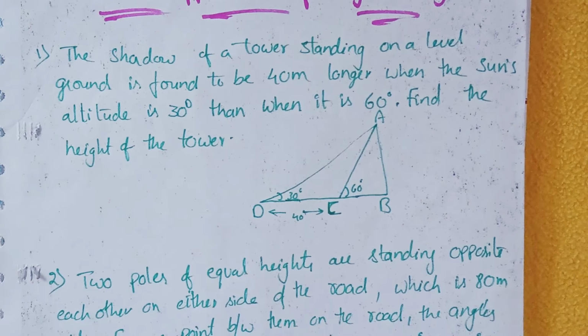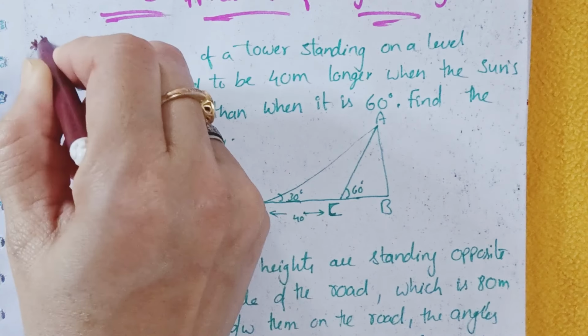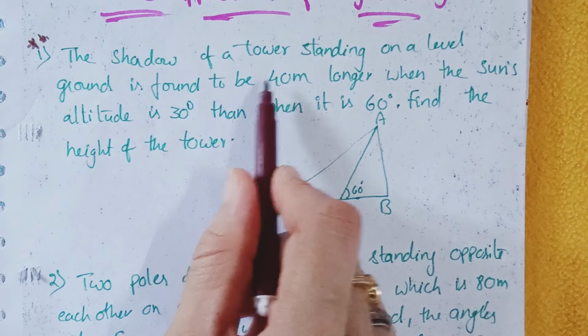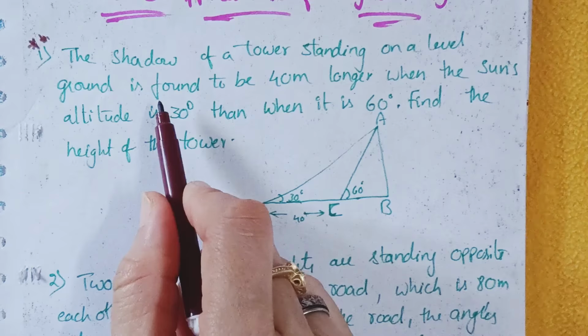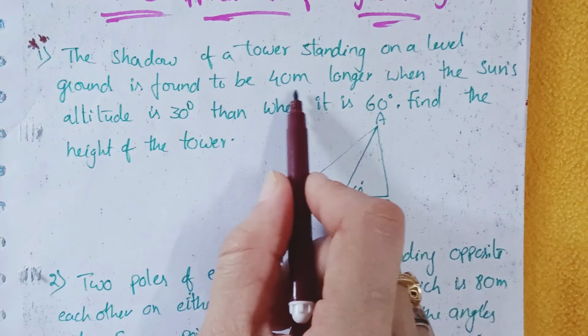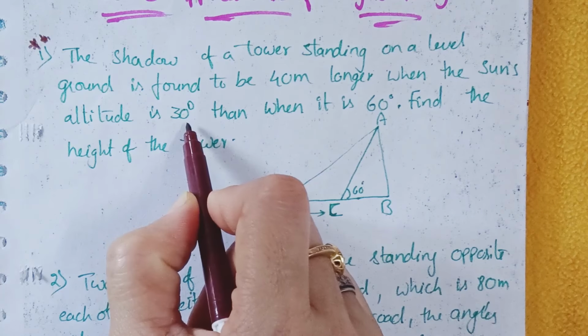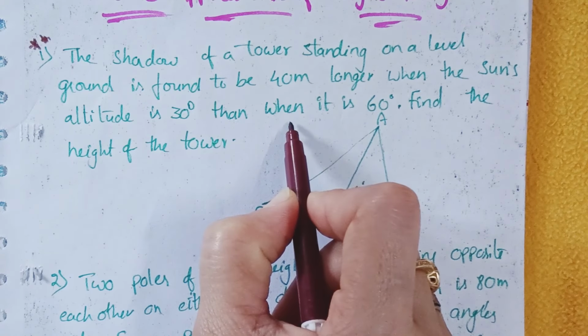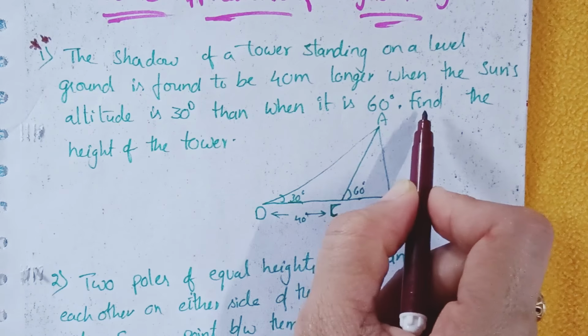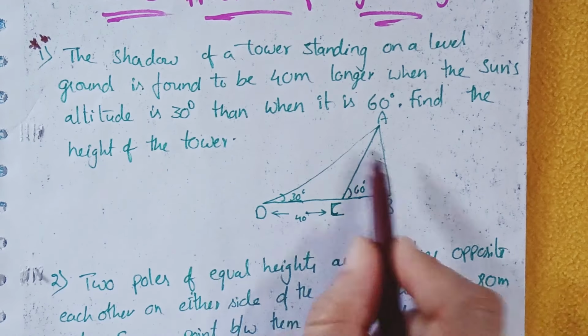Okay, so here the main important question is this: the shadow of a tower standing on the level ground is found to be 40 meters longer when the sun's altitude is 30 degrees than when it is 60 degrees. Find the height of the tower. Okay, this is the diagram.